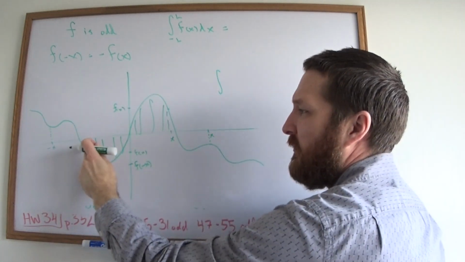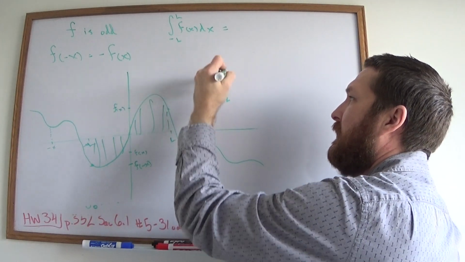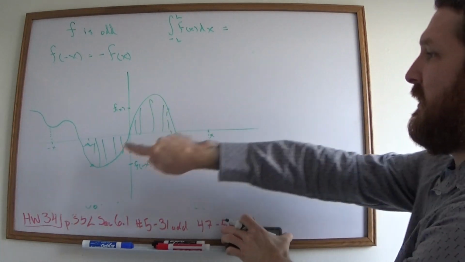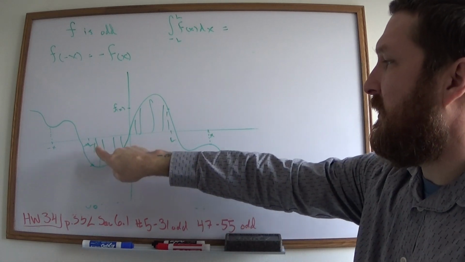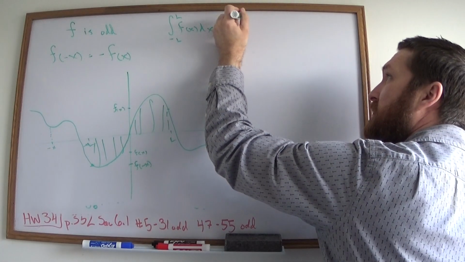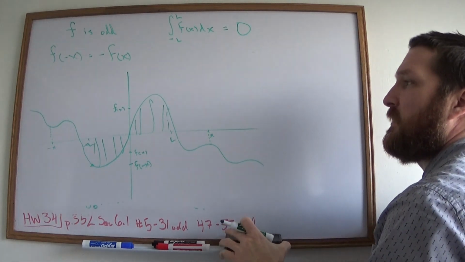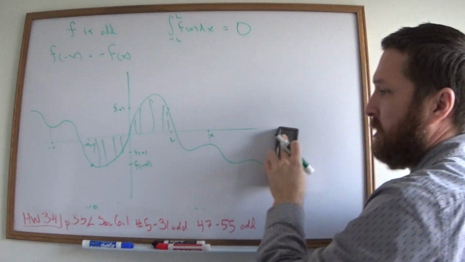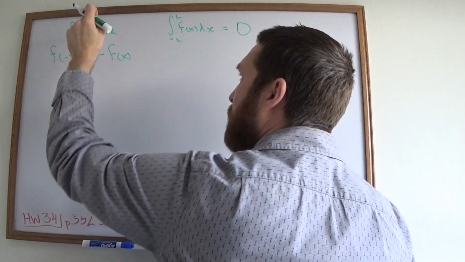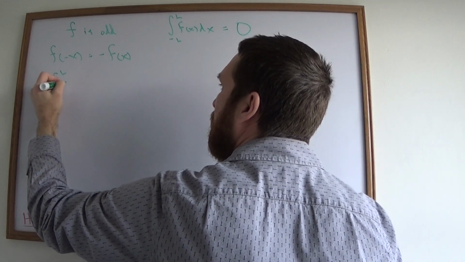So in other words, if I integrate from negative L up to positive L, then the negative should cancel out exactly with the positive, and I should just get 0. Big fat 0. That's what I should get. Now let's prove it. Same thing, I'm going to split up this integral. I'm going to say, suppose f is odd, and we're integrating on some symmetric interval.